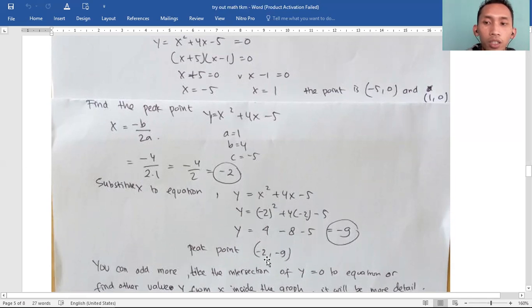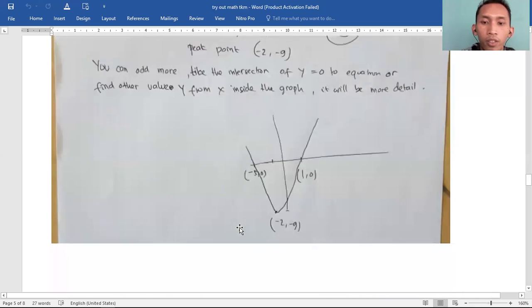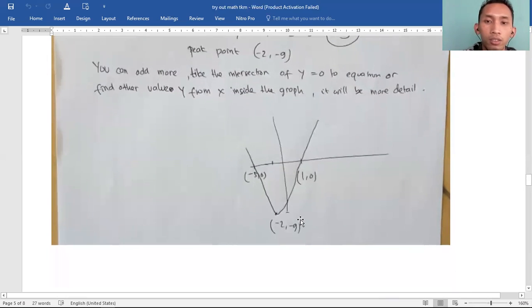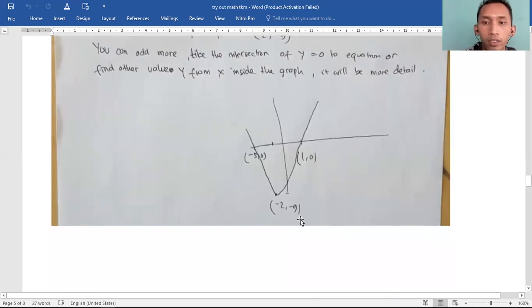Now at least we already find 3 points. The cross points, the ones from the solution of the equation, and the big point from negative b per 2a. We just need to plot them. So negative 5 and 0, 1 and 0, and negative 2 and negative 9. So we just need to match the graph.